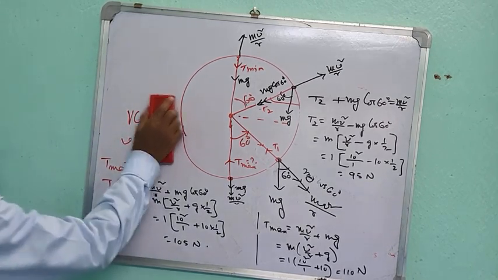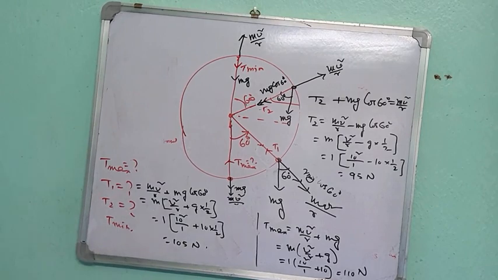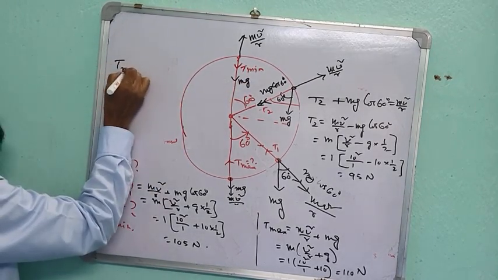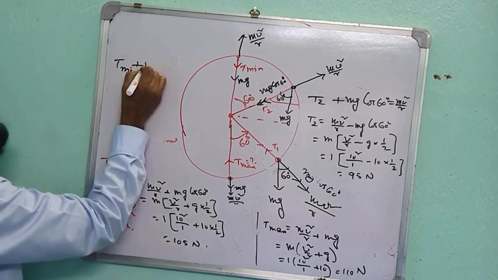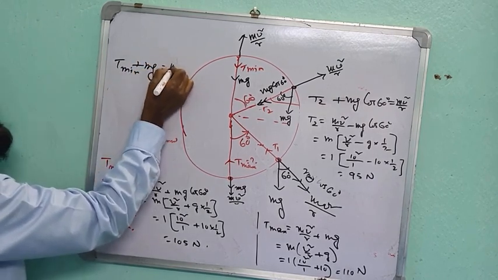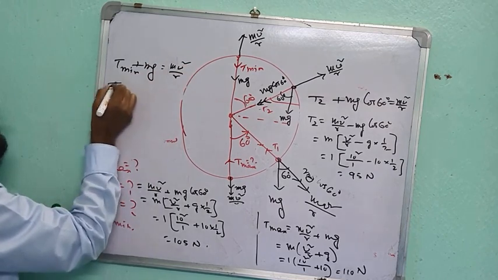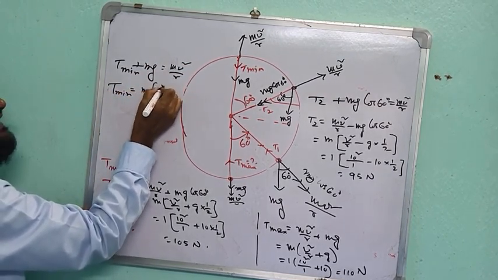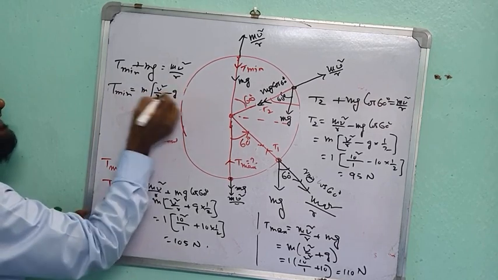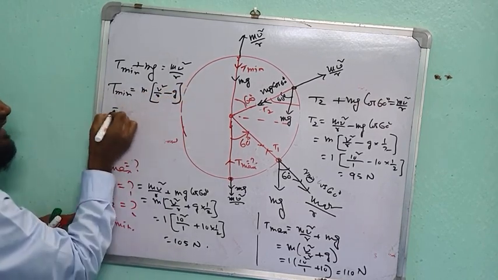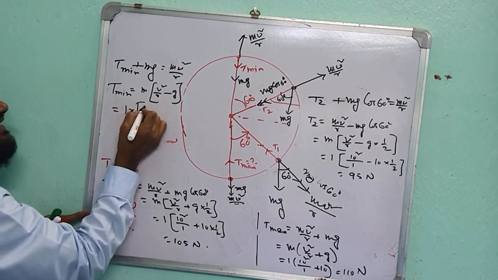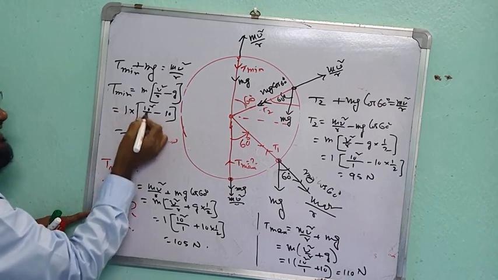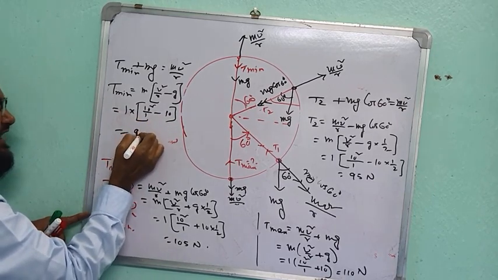Next question is T minimum. From the figure, see here. T minimum plus mg equal to mv squared by r. T minimum, I am taking common m directly. This is v squared by r minus g. m is 1, this is 10 squared, this is 1, minus g. This is 100 minus 10. This is 90.